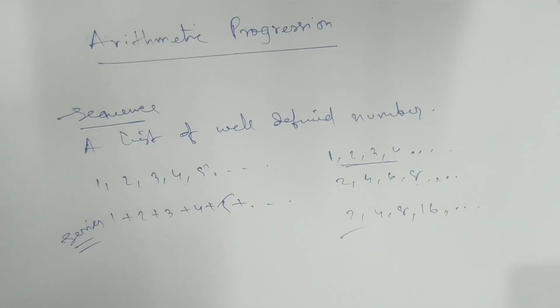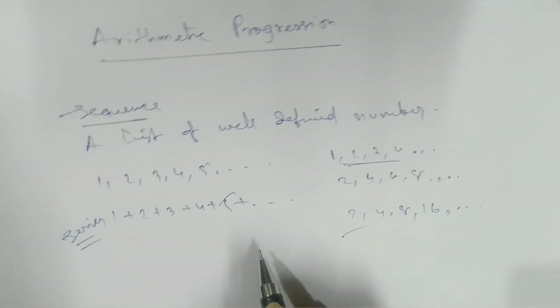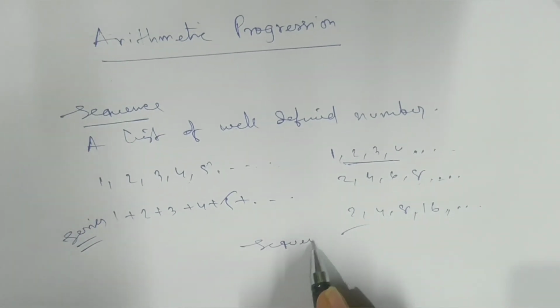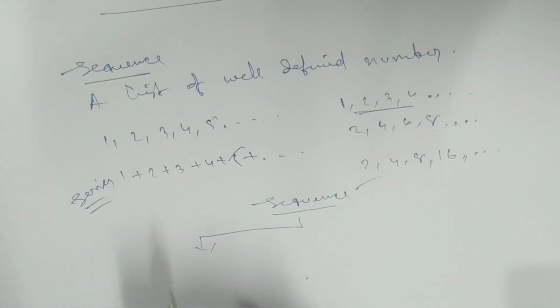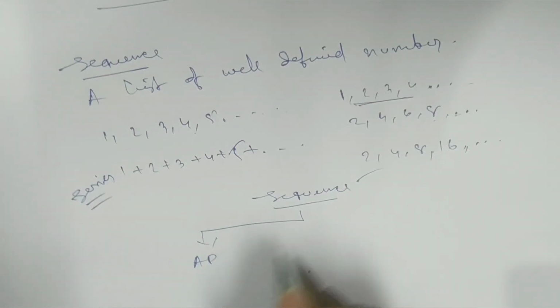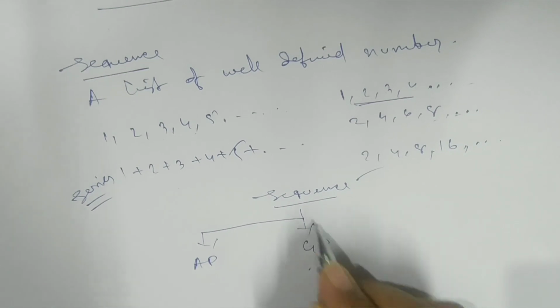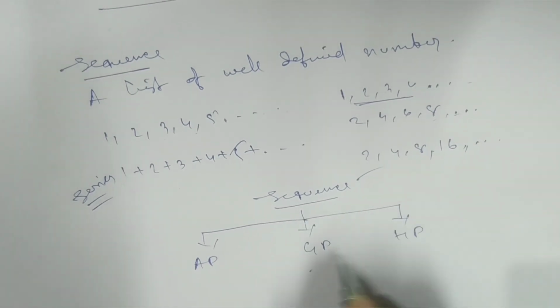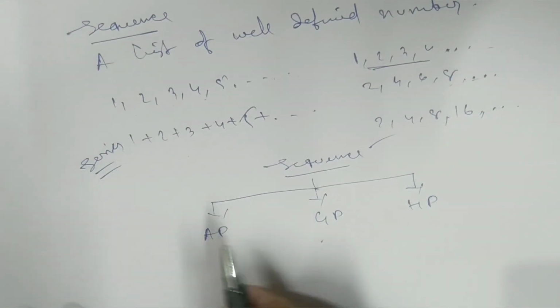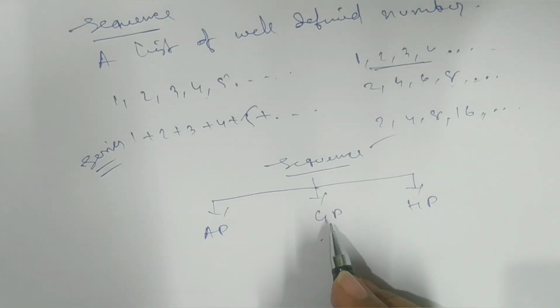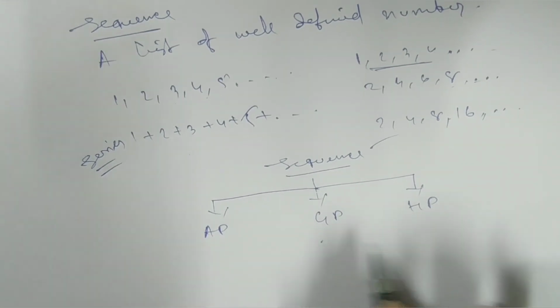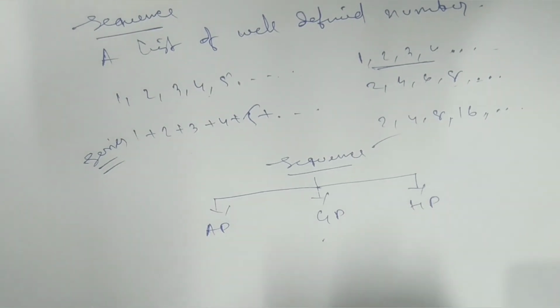Now if you see, sequences are generally classified into 3 categories. There are so many, but right now we have only 1 in our syllabus, and in 11th and 12th we can see 2 more. One is GP, another is HP. AP means arithmetic progression, which we have right now. GP means geometric progression, and HP means harmonic progression.